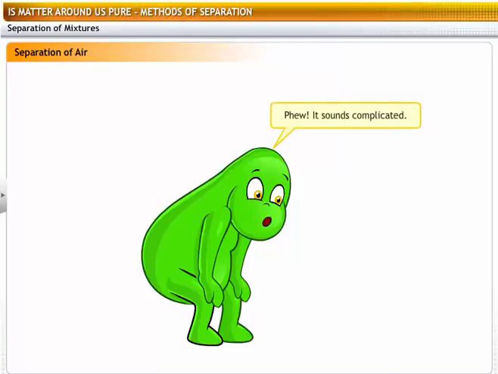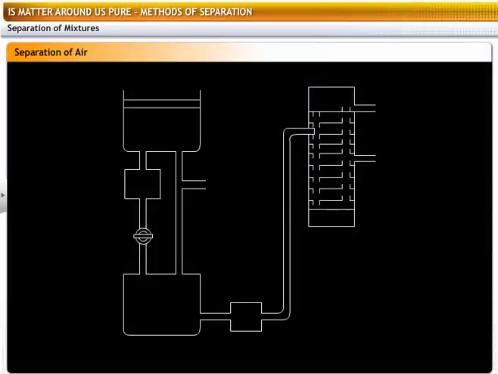Phew! That sounds complicated. Not really. Let's try to understand the process. Air is made up of different gases like nitrogen, oxygen, and carbon dioxide. These gases are separated from one another by the fractional distillation of liquid air. Here are the steps in this process.